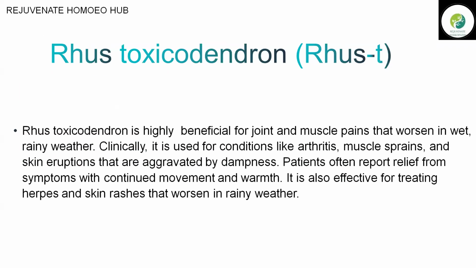So coming into some indications of these remedies, I'll go very fast. Rhus tox is highly beneficial for joint and muscle pains that are worse in wet, rainy weather. Clinically, it is used for conditions like arthritis, muscle sprains, skin eruptions that are aggravated by dampness. Patient often reports relief from symptoms with continued movement and warmth. It is also effective for treating herpes, skin rashes that are worse in rainy weather.